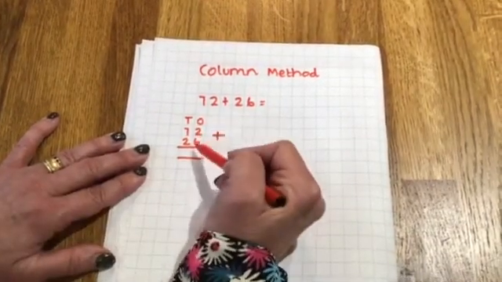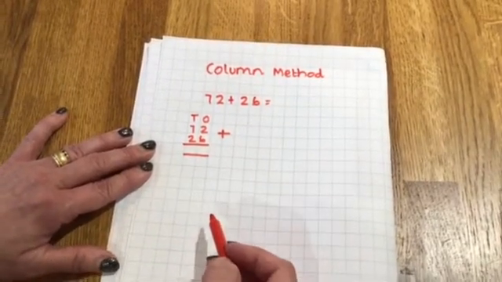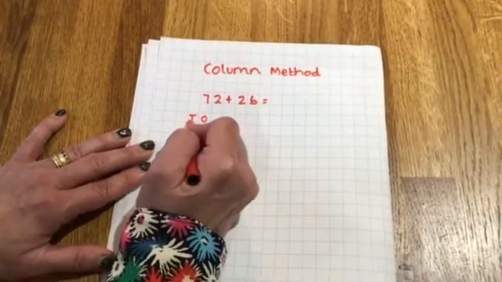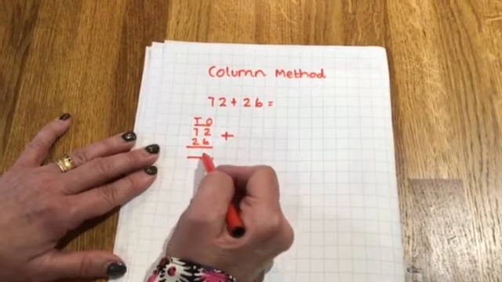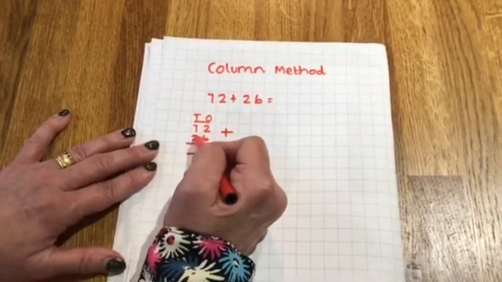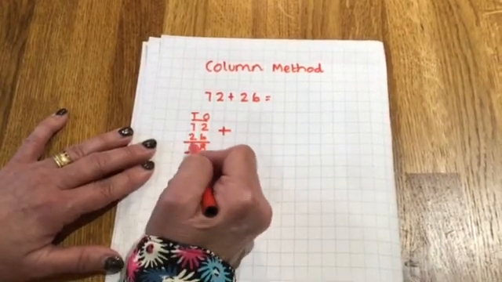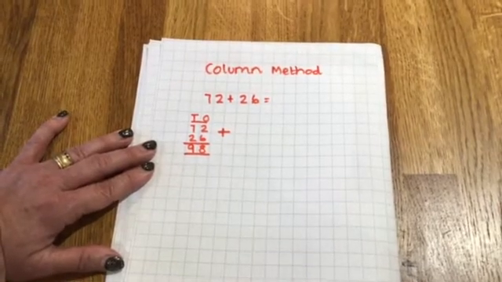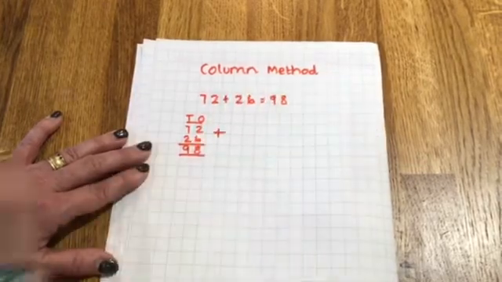It is really important that you line up your tens and your ones, children, because you won't be able to add them accurately if you don't. So I'm going to add my ones first. I've got 2 ones and 6 ones. That makes 8 ones. And I've got 7 tens and 2 tens. 7 add 2 is 9, so 70 add 20 is 90. 9 tens. So 72 add 26 is 98.